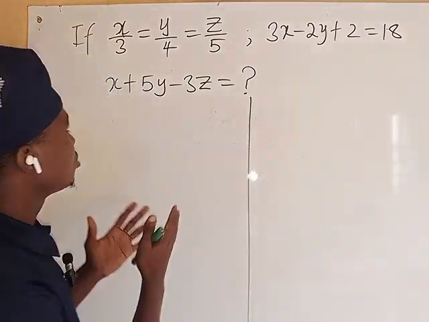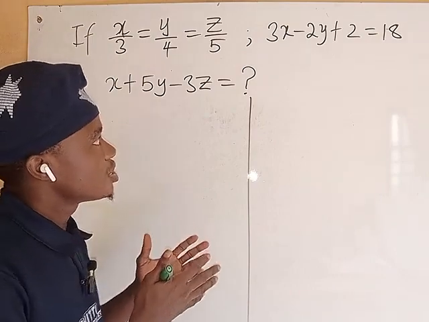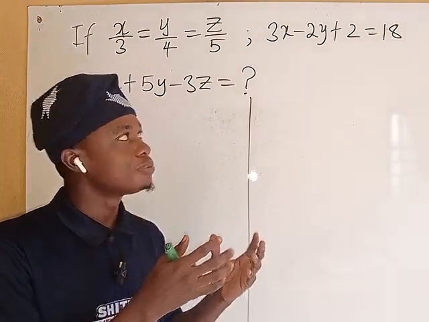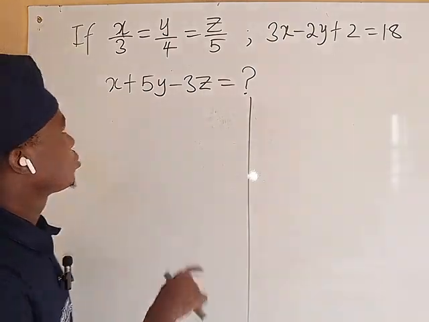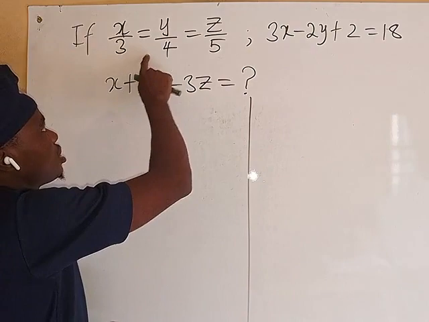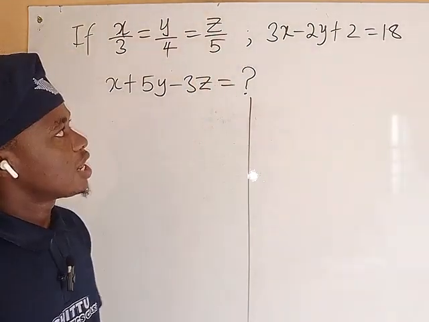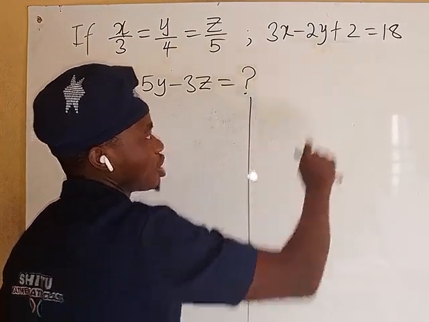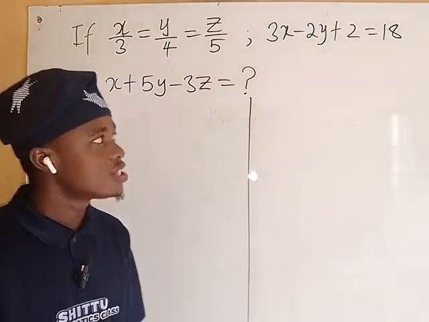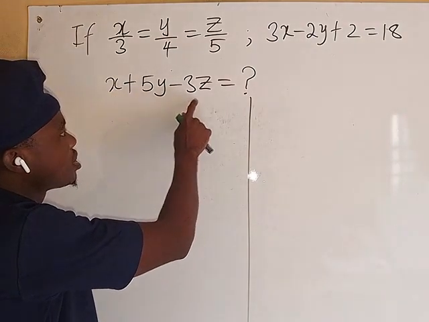I brought to you this particular question on the board. This question is actually coming from an Olympiad. The question reads: if x over 3 equals y over 4 equals z over 5, and we are given 3x minus 2y plus z equals 18, what is the value of x plus 5y minus 3z?